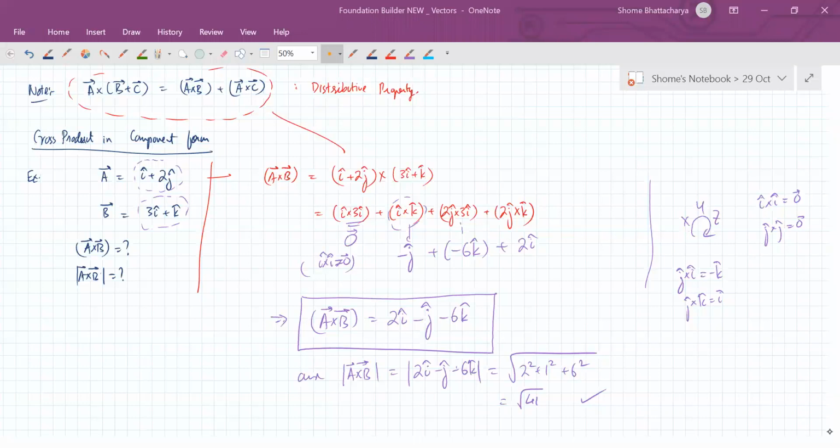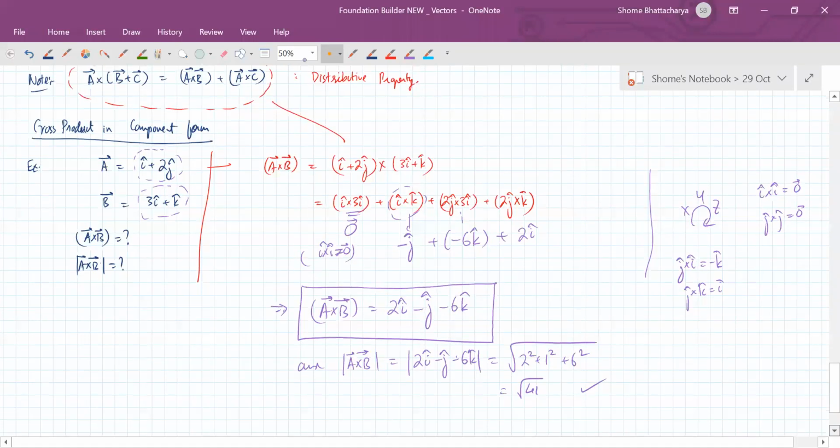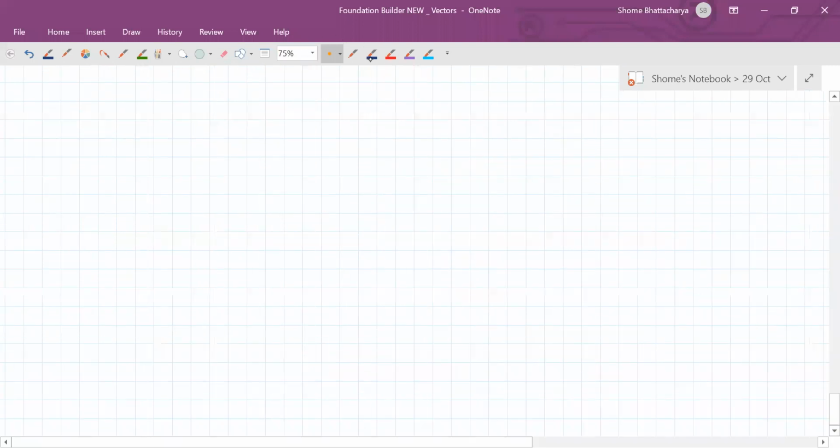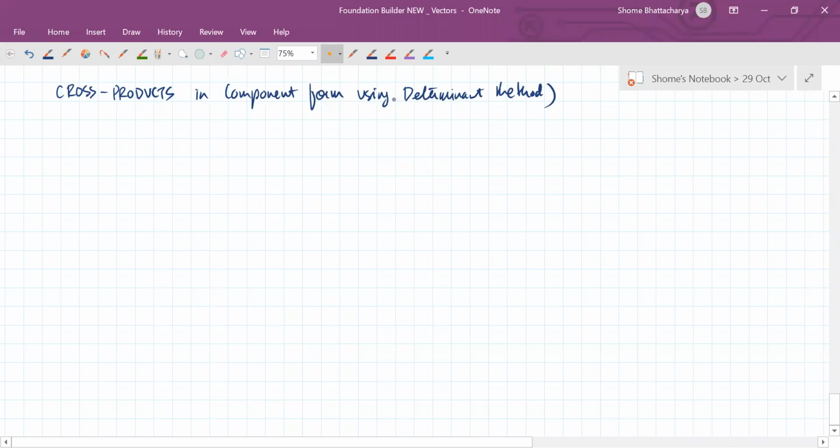Okay, so next up, we will see a shortcut method or a direct formula method for calculation of these cross products. Cross products in component form using the determinant method. I'll explain what the determinant method is. First up in this, we will discuss the two-dimensional components form.